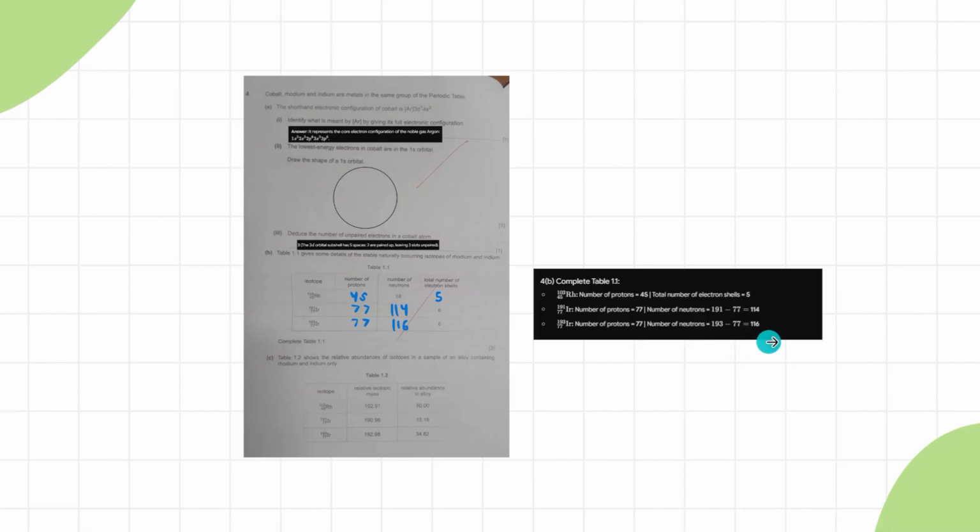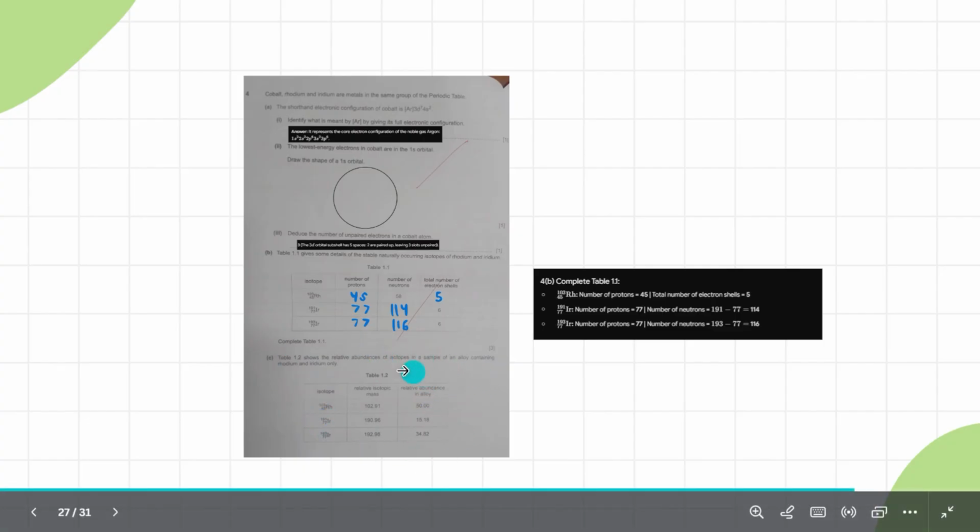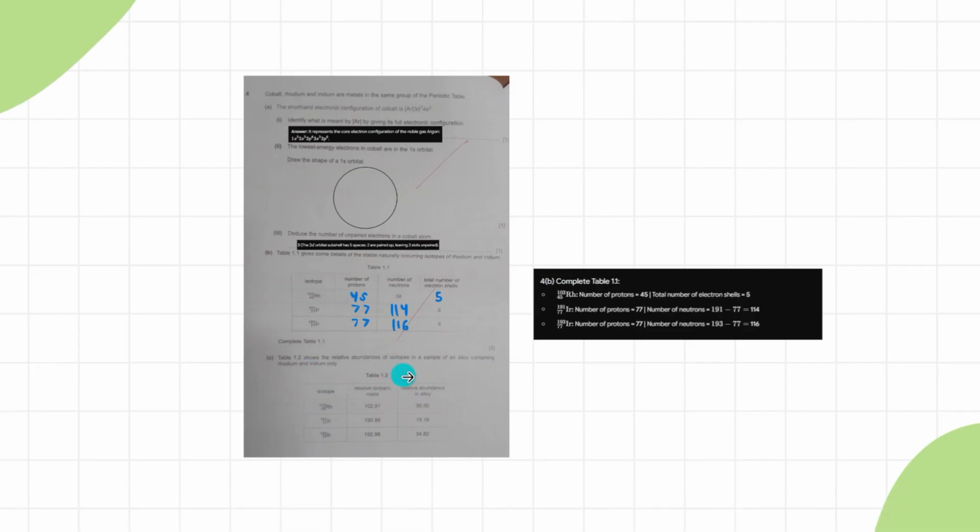We get 116. Table 1.2 shows the relative abundance of each isotope in a sample of an alloy containing rhodium and iridium only. This is the information in the box of information of the isotopes.